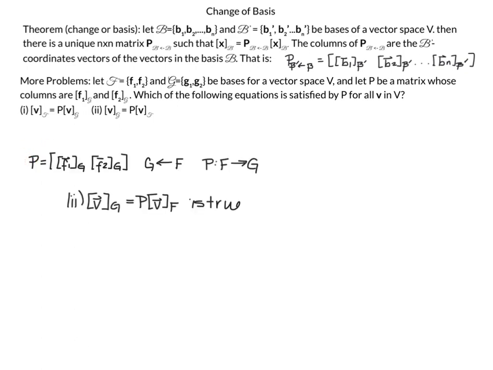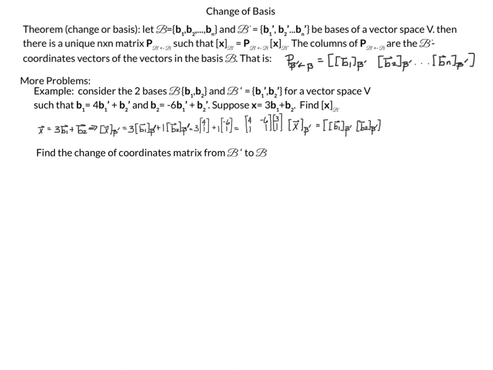So I wrote out P in this form where the first column is F1 with respect to G and F2 with respect to G. So here, we started with F1 and then we're converting to coordinates in G. So in other words, we start in F and convert to G, or P is a function from F to G. That means we're taking coordinates relative to F. So we're given F and we produce G. Again, we're given F, we produce G. So that is what this is. We're given F, we multiply by P, and we produce G. So this is the one that's true.